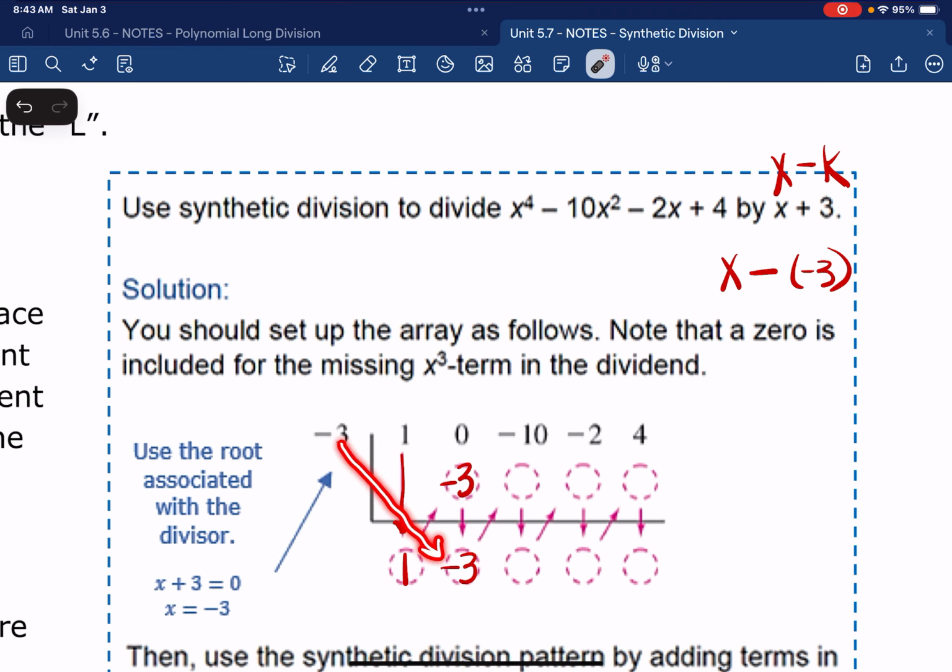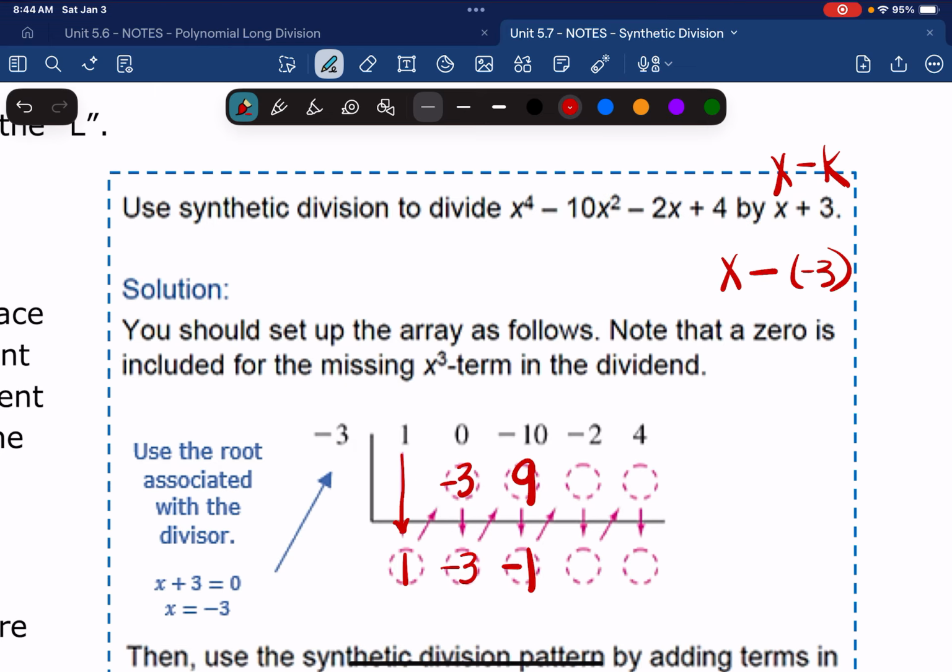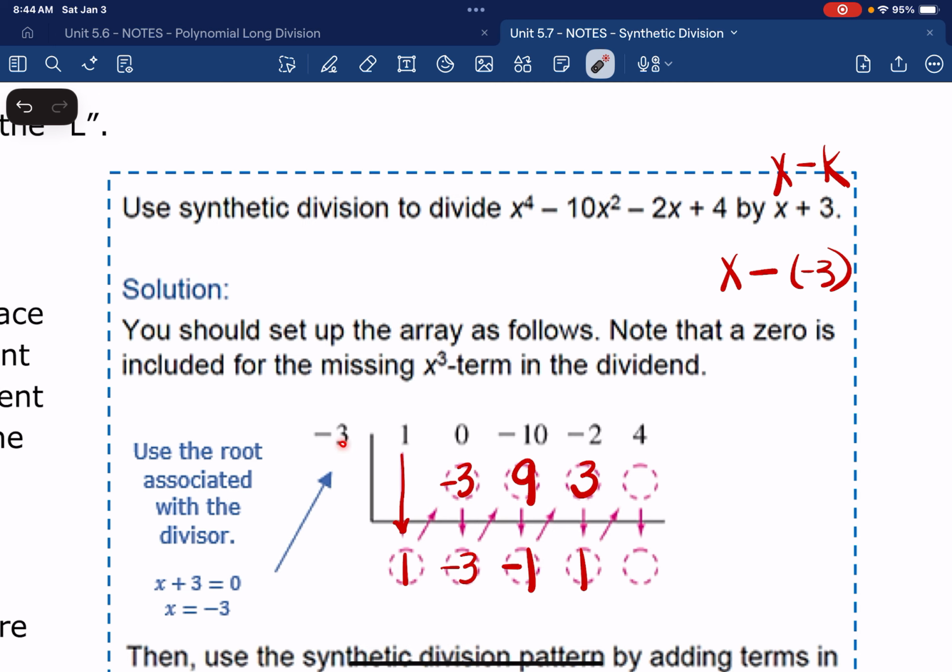Then we multiply again. Negative 3 times negative 1 gives us positive 3. So that goes here in this position. Then we combine again. Negative 2 plus 3 gives us a positive 1. Then we multiply again. Negative 3 times 1 gives us negative 3.